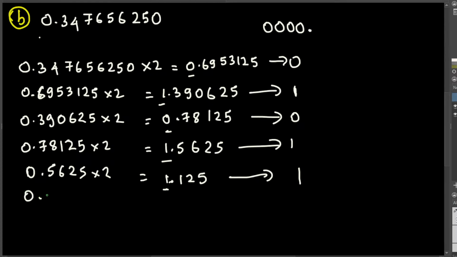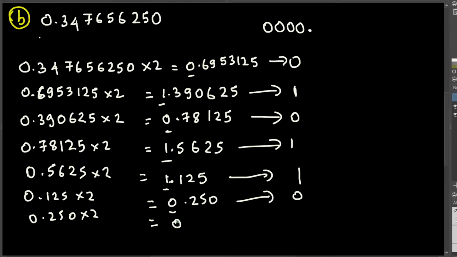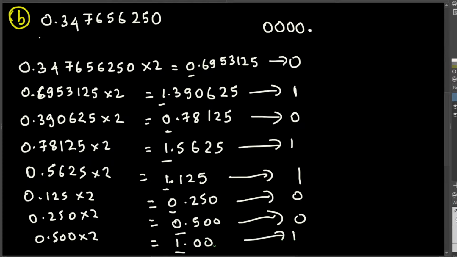Then 0.125 multiplied by 2 is 0.250. That is 0 here. And 0.250 multiplied by 2 is 0.5000. Then 0.500 multiplied by 2 is 1.00. Here we have 1. And we already got the 0 0 situation, so we stop right there. We don't have to do anything else.